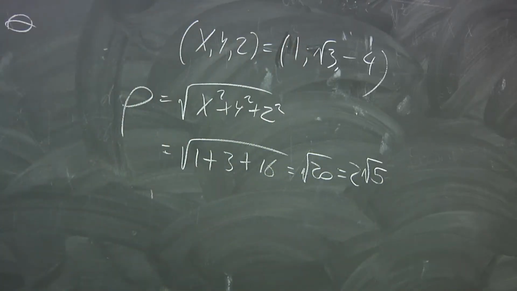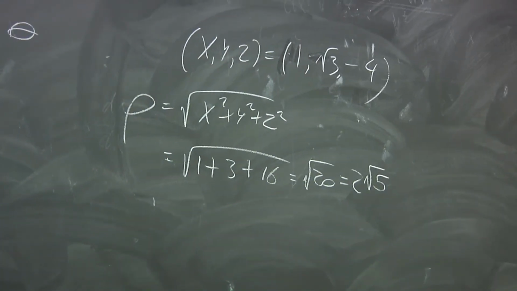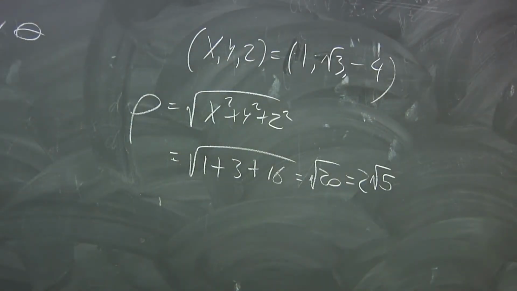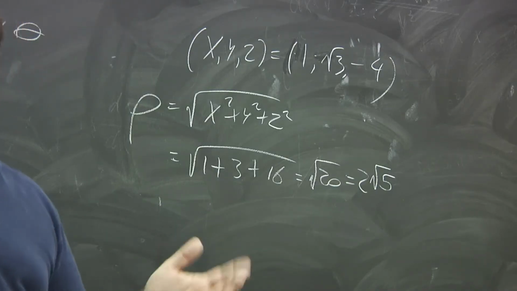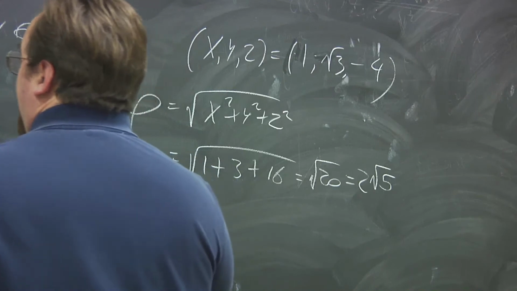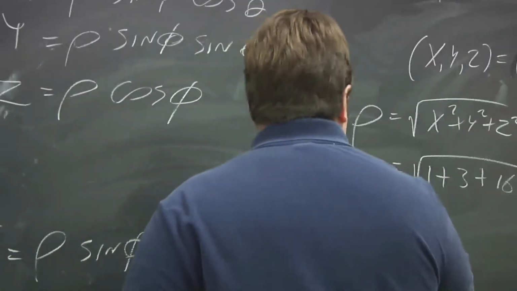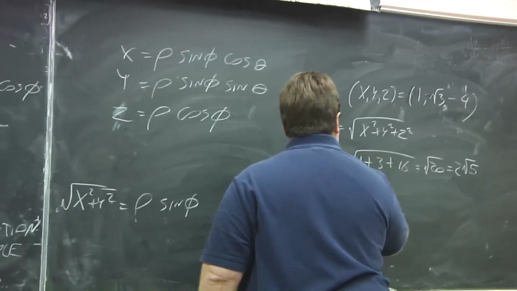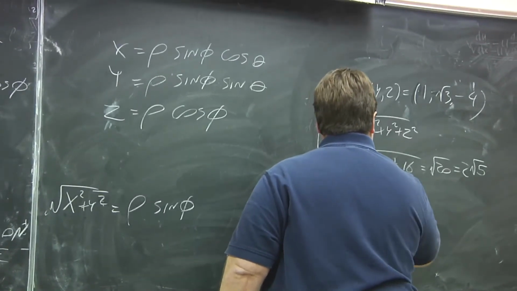So once you have rho, what's the easiest thing to get next? And how do you get it? Because we still need to get theta and phi. You can use x and y to get theta. You can use z to get phi. So I guess kind of a toss-up as to which is the easiest one. So we'll go ahead and get phi. So phi is inverse cosine of z over rho.